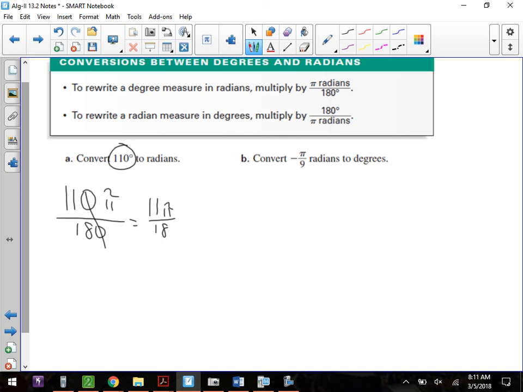If I'm going from negative pi over 9, and I want to go from radians to degrees, degrees don't have radians. Radians have pi in the numerator, so you have to have pi in the denominator for it to cancel out. So you multiply this by 180 over pi. What's pi over pi? 1. What's 180 divided by negative 9? 20, but it'll be negative 20. And there's your degrees.